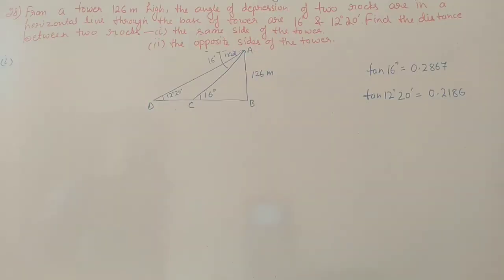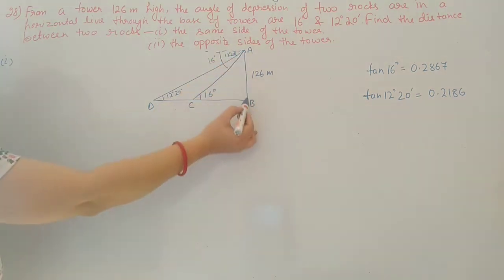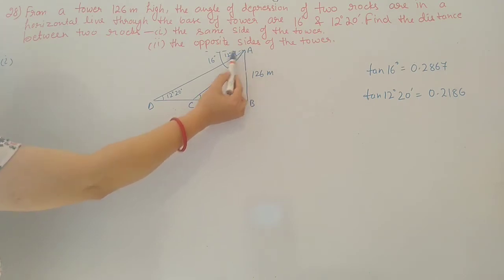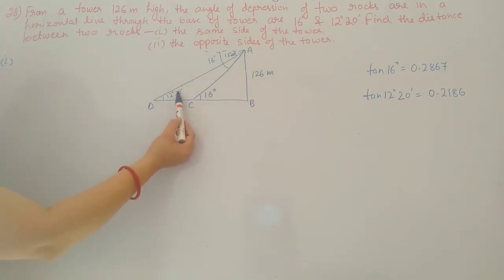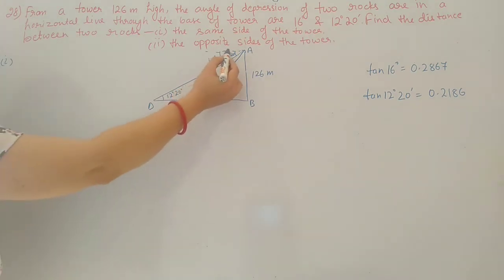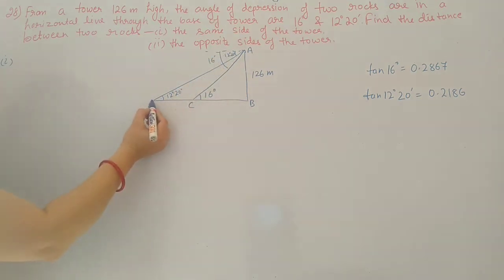Question number 28. From a tower 126 meter high, the angles of depression of two rocks in a horizontal line through the base of the tower are 16 degree and 12 degree 20 minutes. Find the distance between the two rocks when the rocks are on the same side, and second condition when they are on opposite sides of the tower. So in the first case, AB is the tower here. From this point A, the angles of depression for these two rocks are 12 degree 20 minute and 16 degree. Whatever the angle of depression, the same will be the angle of elevation from these points. This height is given 126 meter. We have to find out CD here, the distance between these two rocks.